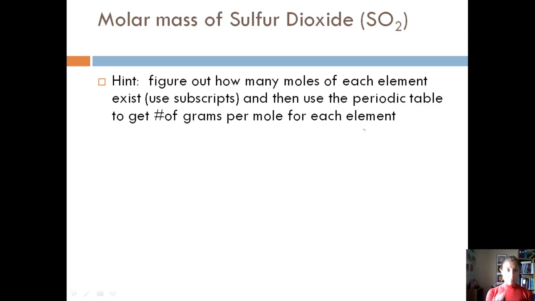Okay, to do the molar mass, make sure you figure out how many moles of each element exists, so use the subscripts, and then use the periodic table to get the atomic masses for each element and add them up. Okay, you should get this answer, so why don't you pause the video real quick, try this one, and make sure that you're on the right track. If not, keep going with the video, but let's make sure we go over this in class.